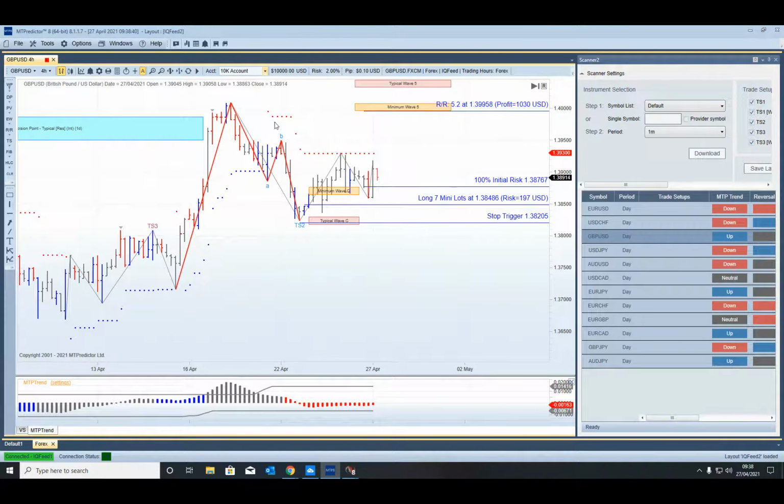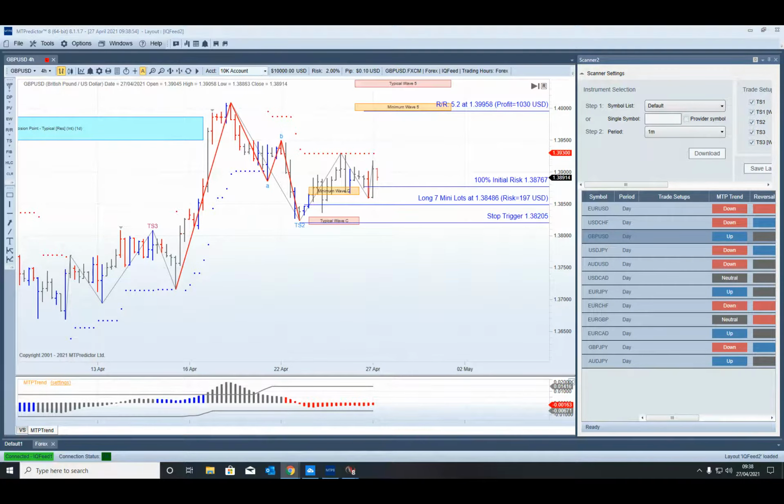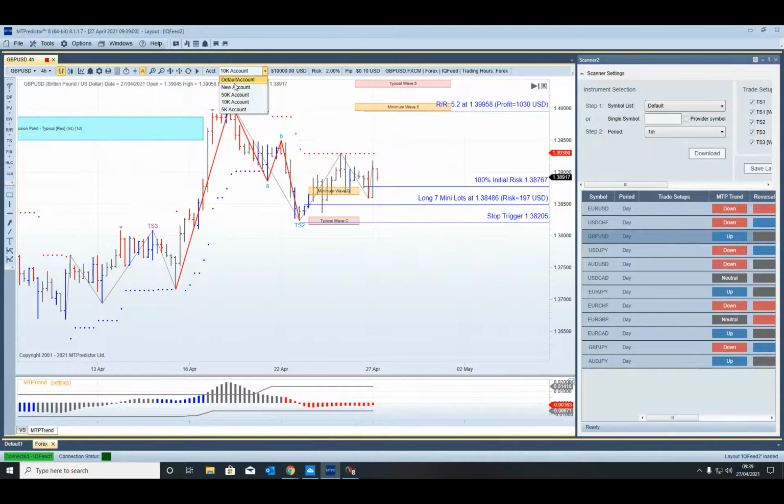So that's the best way to do it, because I know sometimes if you have some very small setups, some very small bars, you can get quite a lot of lots or contracts, depending on what you're trading, calculated. And sometimes that can exceed some brokers' margin requirements. So does that make sense? Just set up a smaller account, because then it will calculate a smaller number of lots.